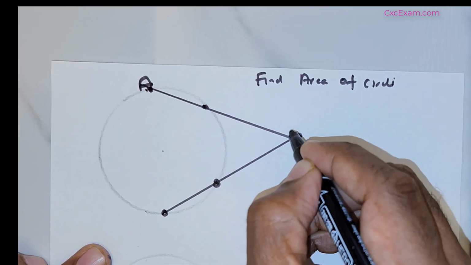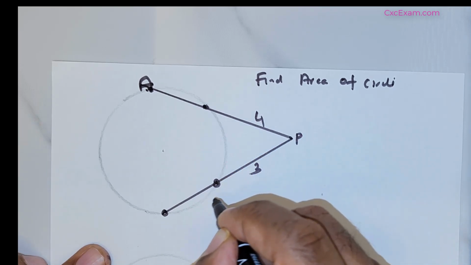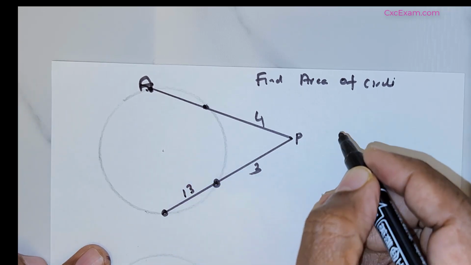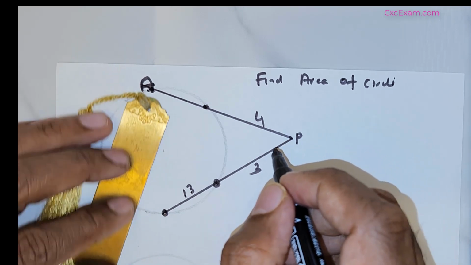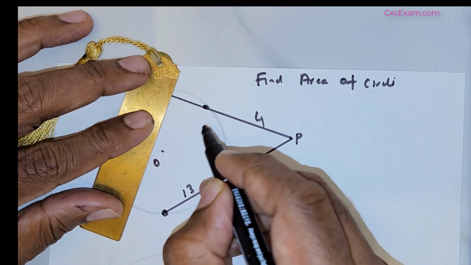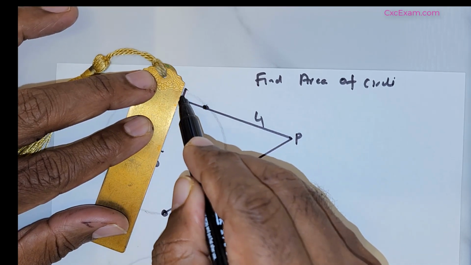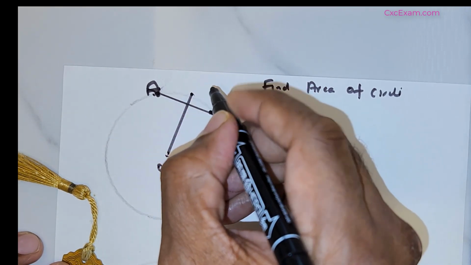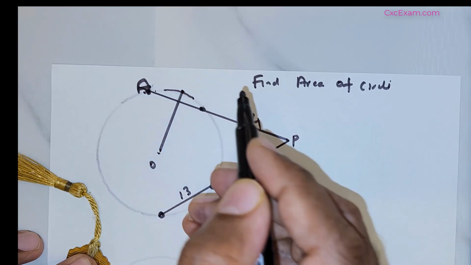Now this distance is given as 4 units. This distance is given as 3 units. This distance is given as 13 units. And from O, this O is the center, and the radius is hitting the chord. Right, so this is the chord and the circle there.